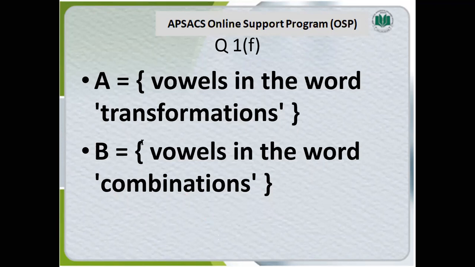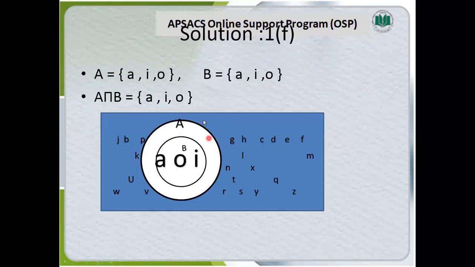Clear? Now, if we want to find A intersection B, which elements do we have to write? Ma'am, A, I, O. Excellent, well done. You have to draw a big circle, and inside the big circle a small circle, and write A, O, and I only once, because in a set no element will be repeated. All elements are distinct. Getting my point?